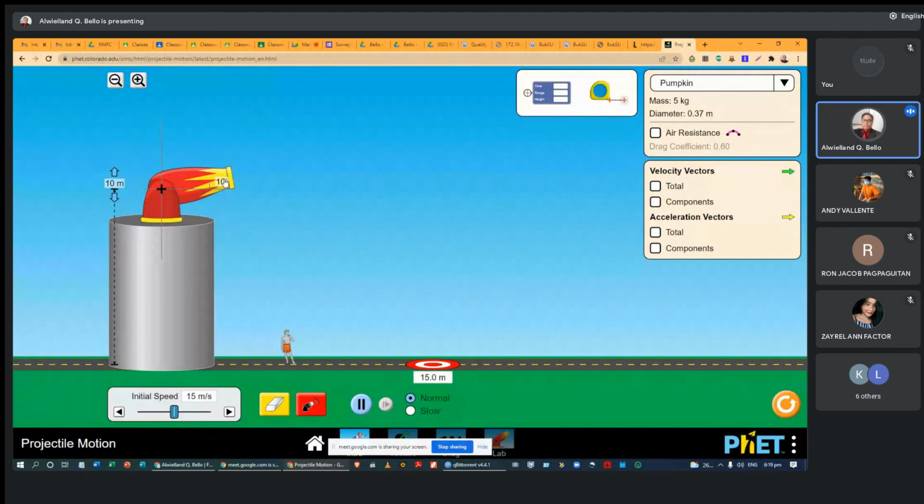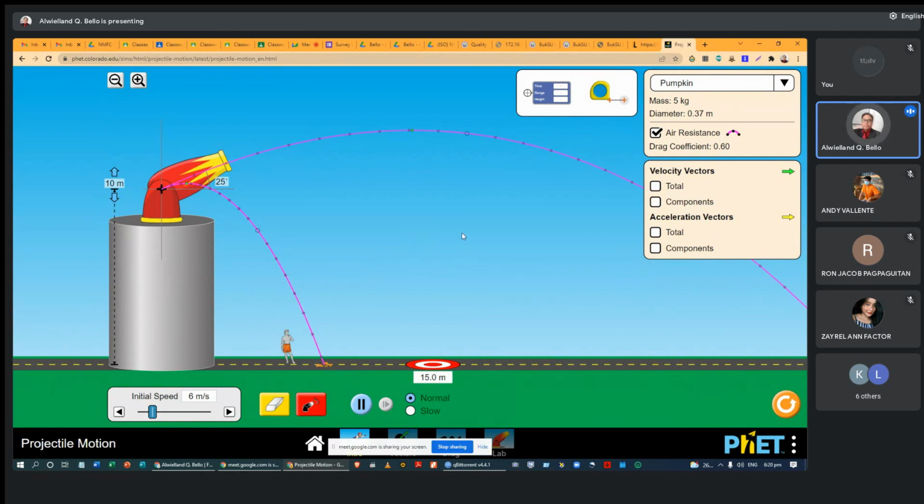So I could set the angular inclination of the cannon, for example 10, 20, 15, depending. And then I could set the initial speed, here 20 meters per second. You can set air resistance or none. It is set at 0.60. And you can set measuring devices. Oh, it goes far. Let's see if it is still the same. Lower the initial speed. So that is the setup for your projectile motion.